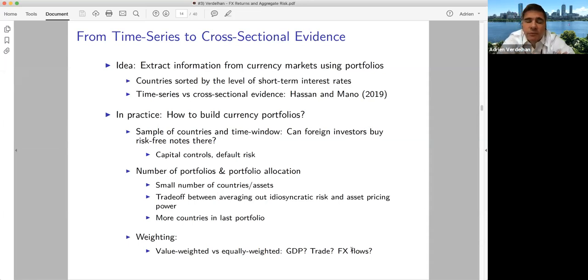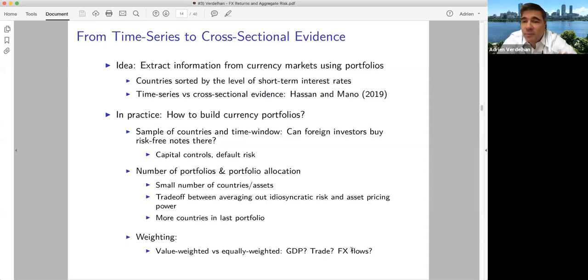a set of risk-free notes, things like treasury bills instruments. Now we're getting into the ways of thinking. How many portfolios are we going to build? How are we going to allocate countries into those portfolios. And here it's cool because you can think about all this literature on stocks, on the stocks and bond markets. They had to deal with the same issues, except that it was much easier for them.